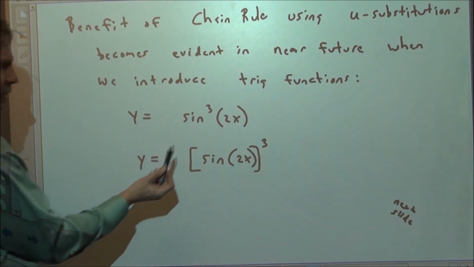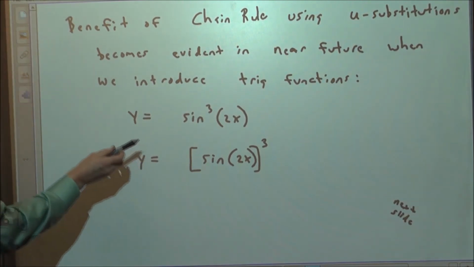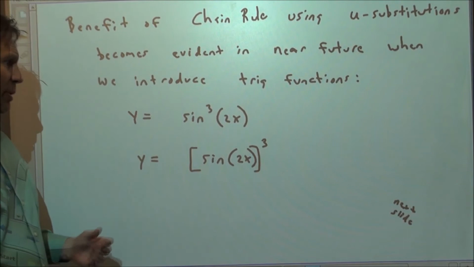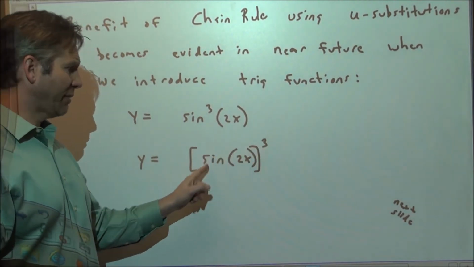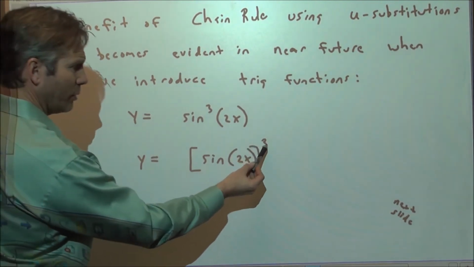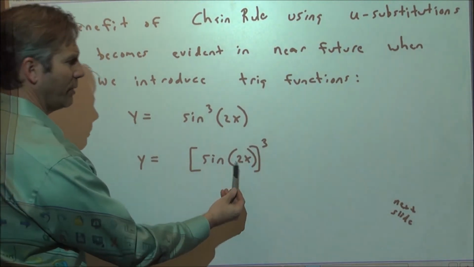We don't necessarily know yet how to find the derivative of sine. It's going to be cosine. But what we have here, if we look at this, what this is going to be is the function of a function of a function. So it's going to be to take the cube of a sine function, and the sine function is going to be a function of 2x.